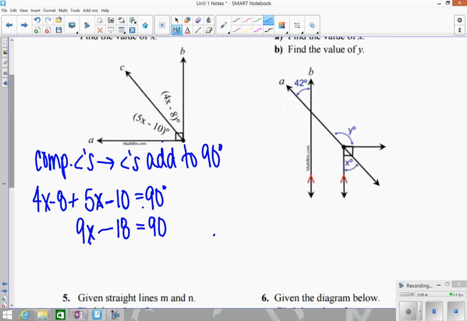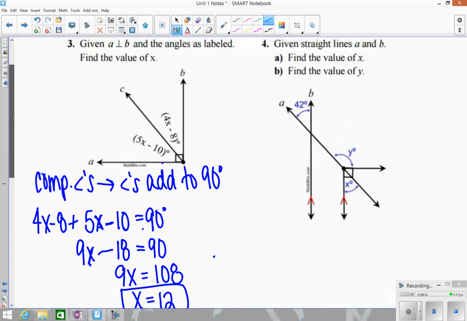So then bring the 18 over. So we have 9x equals 108. Divide by 9, you get x equals 12. And it doesn't say to plug in, it just says find x.